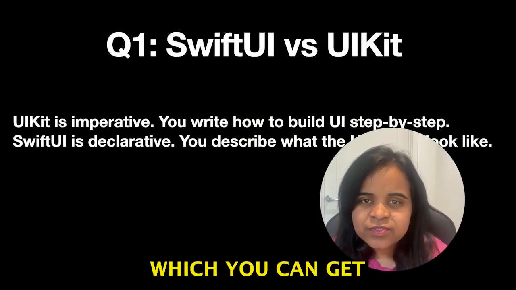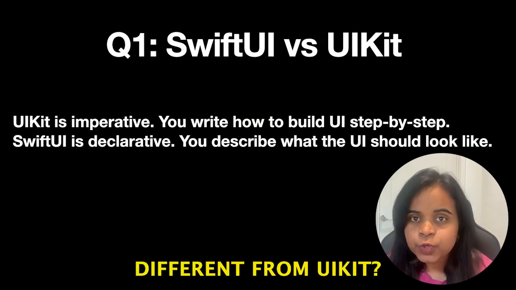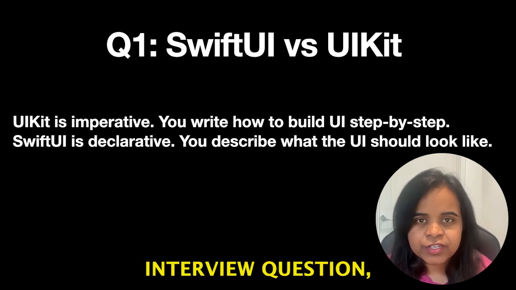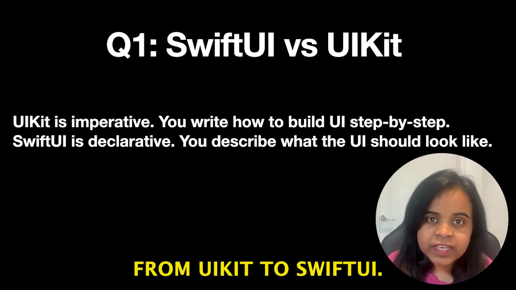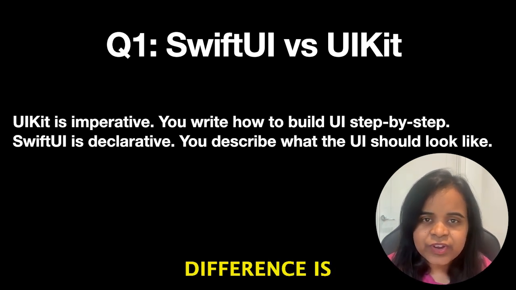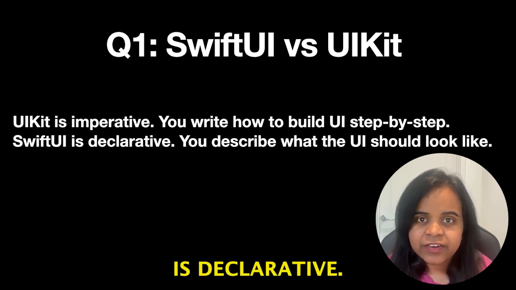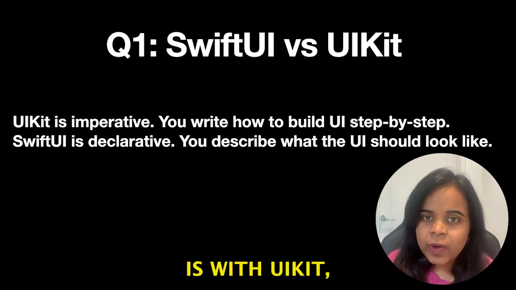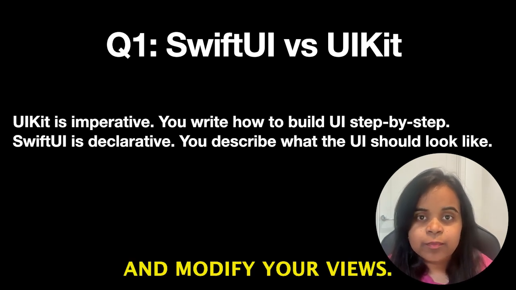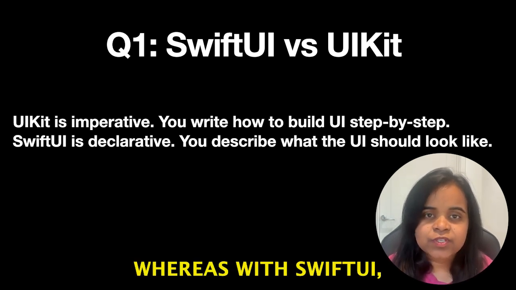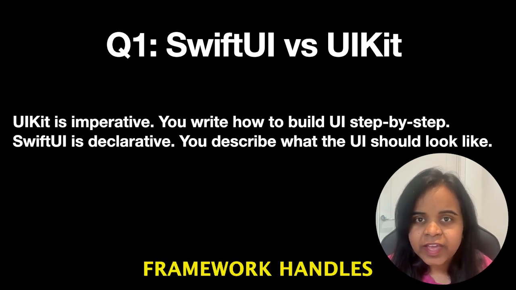So the first question which you can get asked is, how is SwiftUI different from UIKit? This is a super common interview question, especially if the company is transitioning from UIKit to SwiftUI. The biggest difference is UIKit is imperative while SwiftUI is declarative. What it means is with UIKit, you write step-by-step instructions to build and modify your views, whereas with SwiftUI, you describe what the UI should look like and the framework handles the rest.